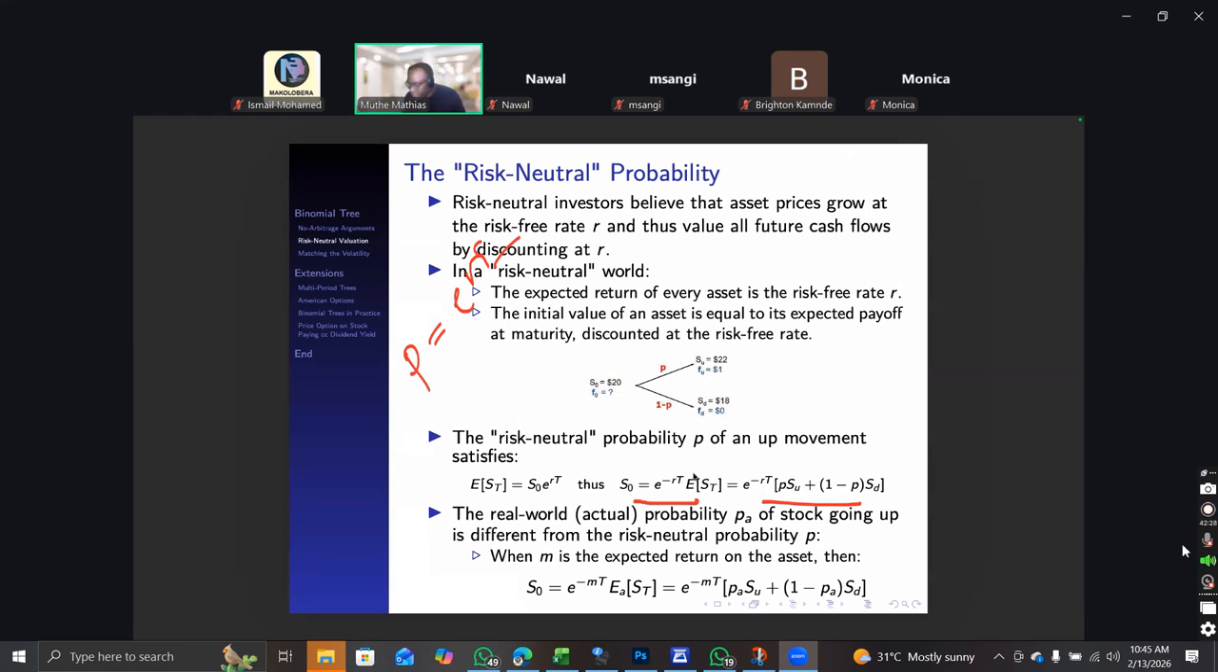So this is just a note that the real-world actual probabilities of the stock going up are different from the risk-neutral probabilities. So these are different probabilities. You can see here that S naught, of course, will be this. We are saying this r here will be the risk-adjusted interest rate. Because in the real world, once you start using these probabilities, okay, maybe let me do it like this.